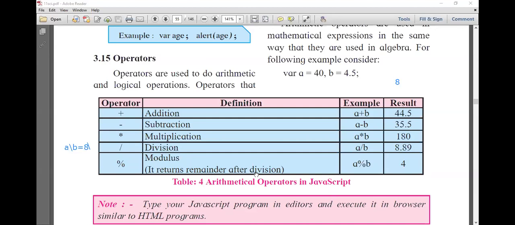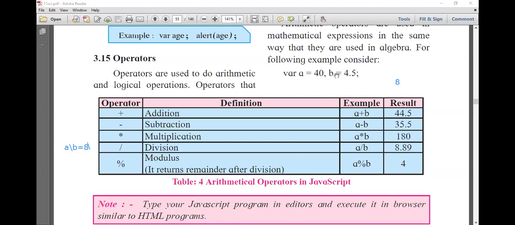Amol, Yogesh, what will be the answer? Yes, Joshi is saying 0, Yogesh is saying 0. Amol, what do you think? Someone says 0.4. Devesh is saying 0. Ratan is saying 0. Good. 0 is the right answer.